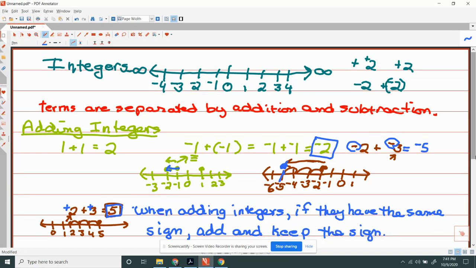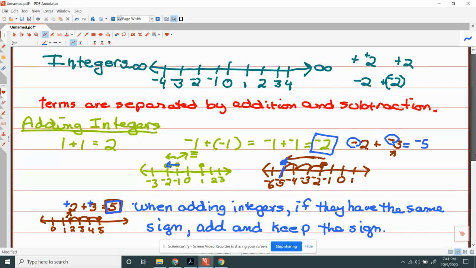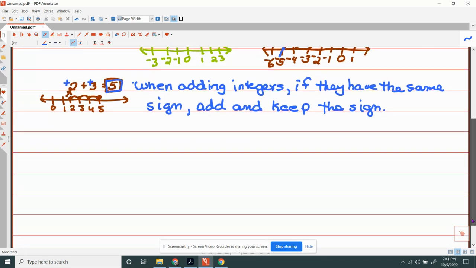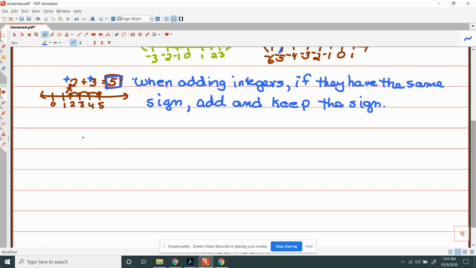Okay, so now we have a rule for adding integers that have the same sign. Now let's look at some integers that have a different sign. Let's look at -4 plus +2. We'll start with the number line.